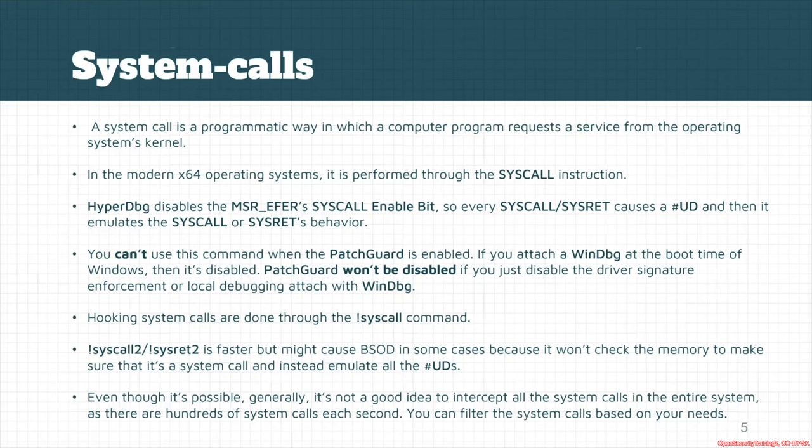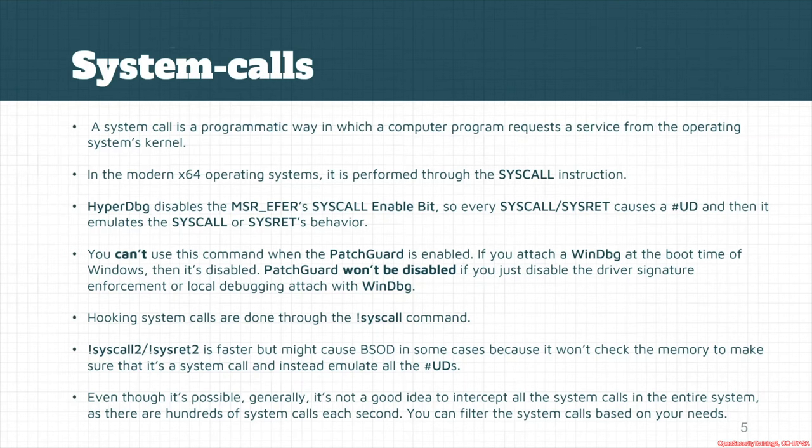Another thing is that hooking system calls is done by using the !syscall command, or exclamation mark syscall command. Another variant of these commands is !syscall2 and !sysret2, which is a faster variant of the syscall command, but in some cases it might cause a blue screen. So it's generally recommended to use the first command, the simple !syscall command. Do not use the !syscall2 command if you don't have a concern for speed. And if you want to know what the differences are between these two commands, it's better to read the documentation.